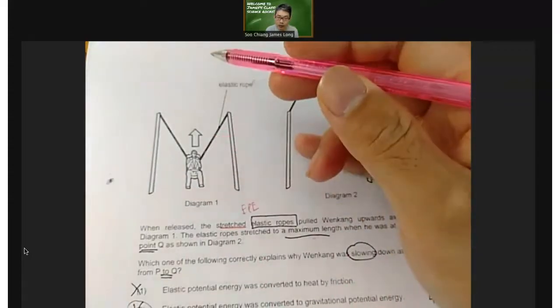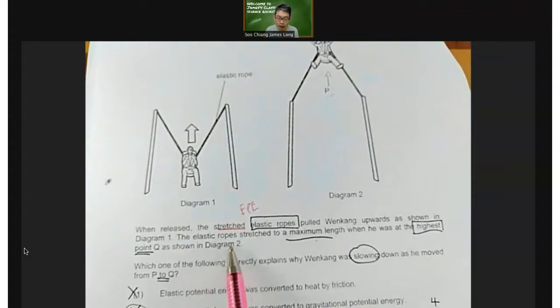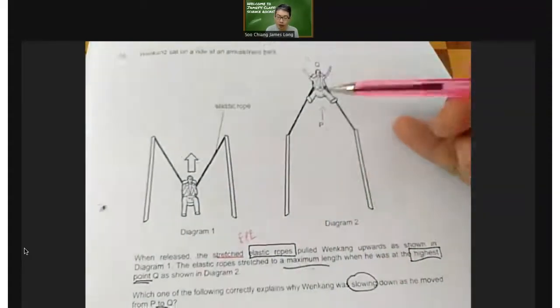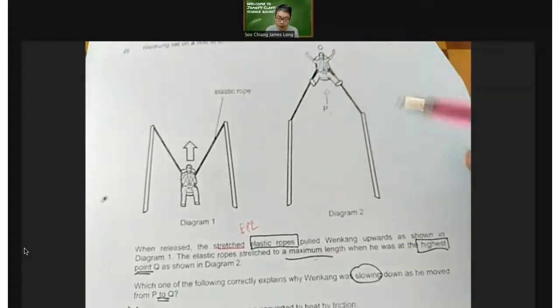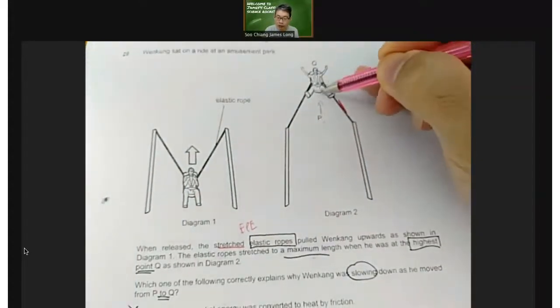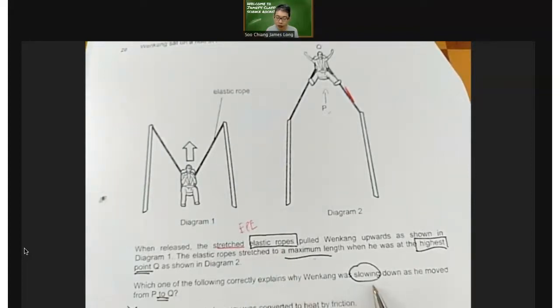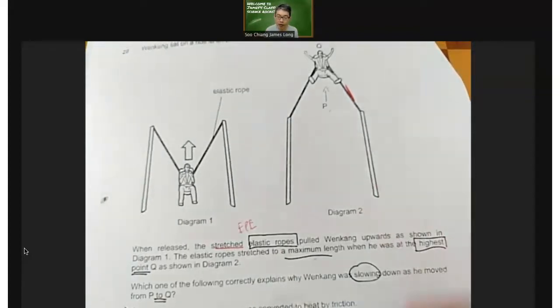Okay, pulling upwards. As shown in diagram 1, the elastic rope stretched to a maximum length when he was at the highest point. Okay. So here it is also being stretched. So then he will be pulled down by the elastic rope plus the gravitational force. Which one of the following correctly explains why Wonton was slowing down as he moved from P to Q?